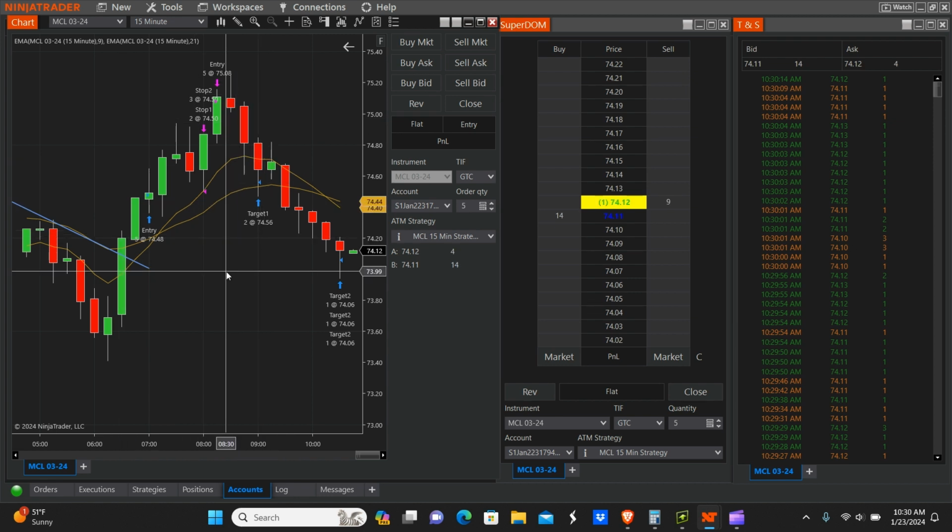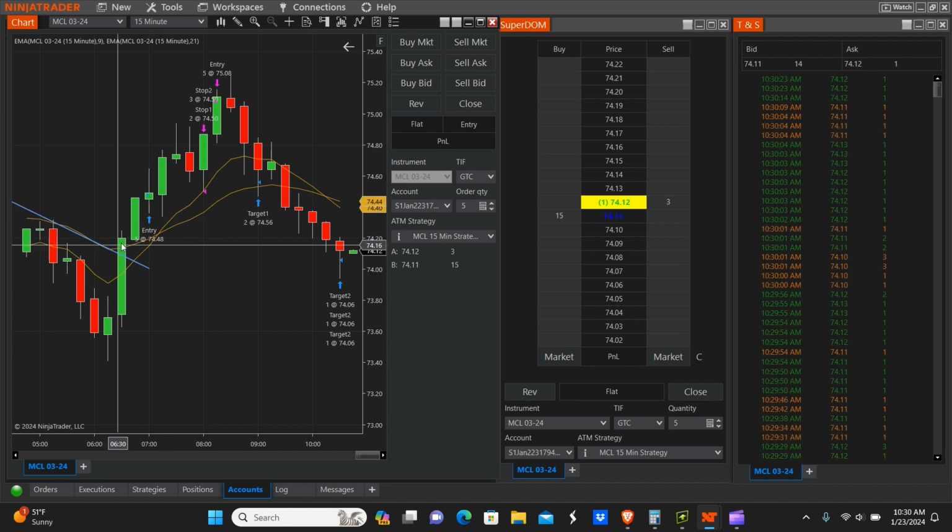Do keep in mind that even though we aim for 100 ticks, not every trade is going to give us this, especially with the EMA strategy that we use, but we use it in confluence with something else. So we'll show you that in a minute.